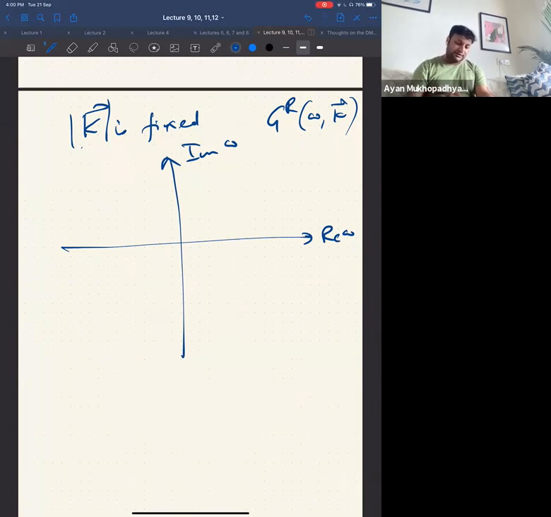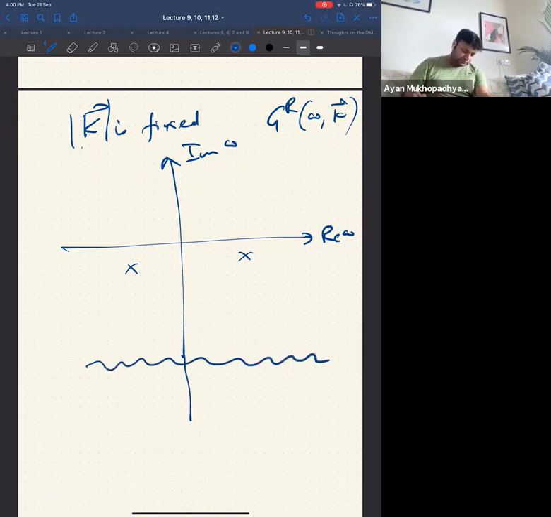So you expect that you will have things like this. You will have some poles which are close to the origin, and then if you go far away, you will see some branch cuts of this kind.